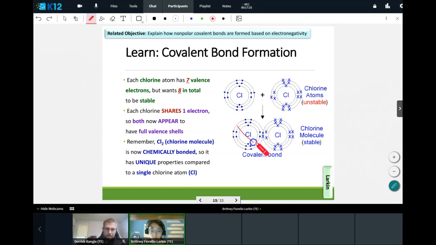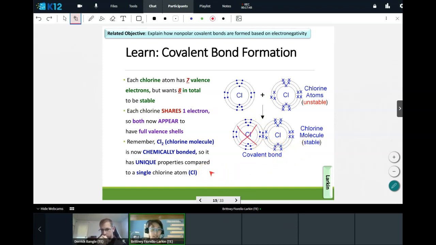So if we ignore everything in the center and now count based on this new sharing, it feels like this chlorine on the left has 8, right? You can see 1, 2, 3, 4, 5, 6, and now it feels like it has an extra one in the middle, so 7, 8. Same thing with the chlorine on the right. If you look at its ring, now it feels like it has 8 valence electrons, and that makes it happy.